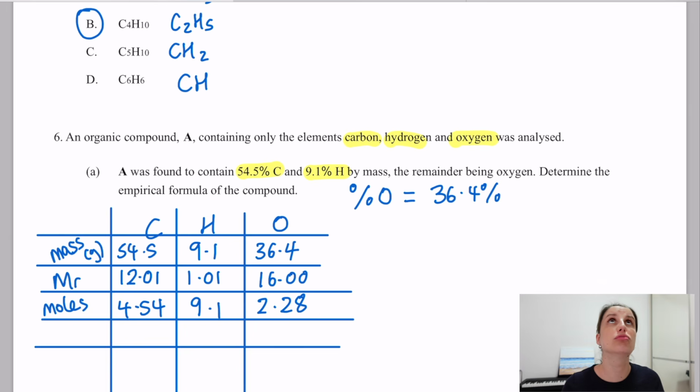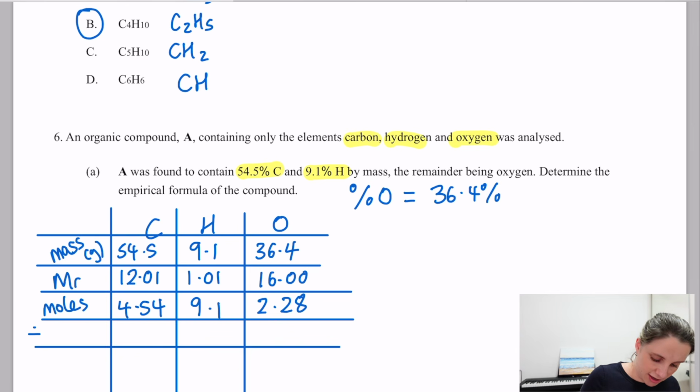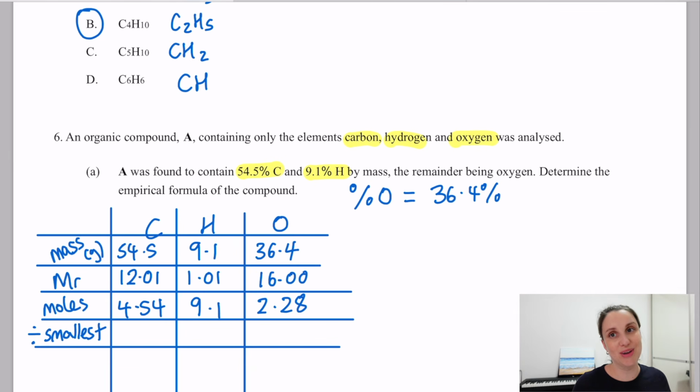Now sometimes it might be really clear what the ratio is just from the numbers that you're given. But if you're not sure, then I really recommend you divide by the smallest of these numbers. So in this case, between the 4.54, the 9.1 and the 2.28, the smallest one is your 2.28. So I'm going to divide all of them by 2.28. I'm essentially making this one equal 1 so that I can see what the ratio is by comparison to it. So if I do 4.54 divided by 2.28, I get roughly 2, and then the 9.1 becomes roughly 4. So this is the ratio of the moles.